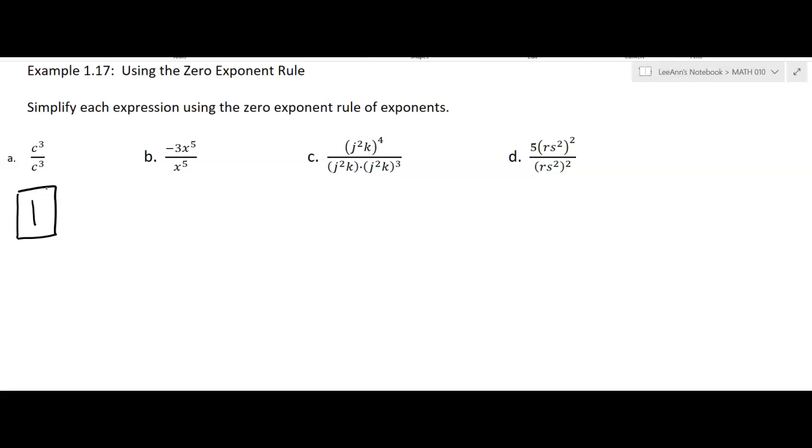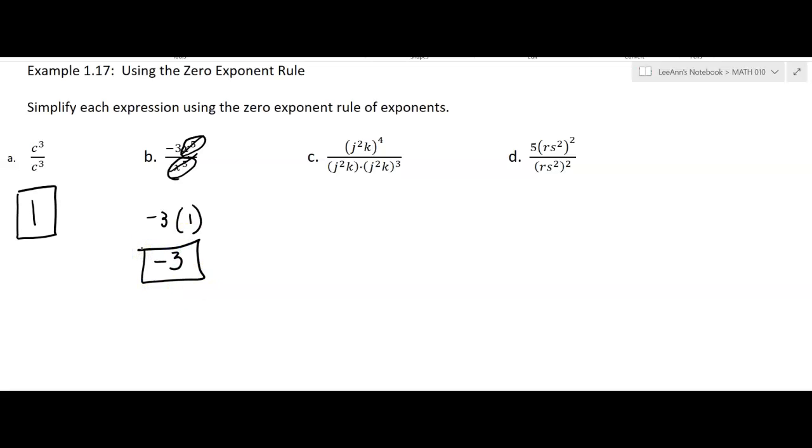Now, part B, what is being raised to the 5th power in the denominator? x to the 5th, right? And what's being raised to the 5th power in the numerator? Just the x. That negative 3 is not being raised to the 5th. If they wanted it to the 5th power, they'd have to put parentheses, and they didn't. So this part is just 1, and so you have negative 3 times 1, or just negative 3.